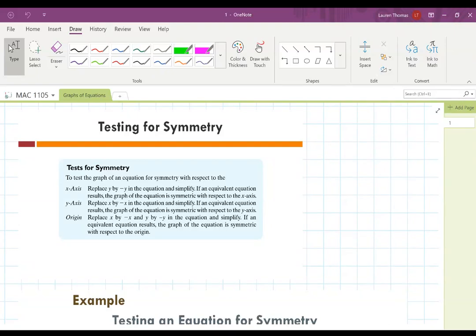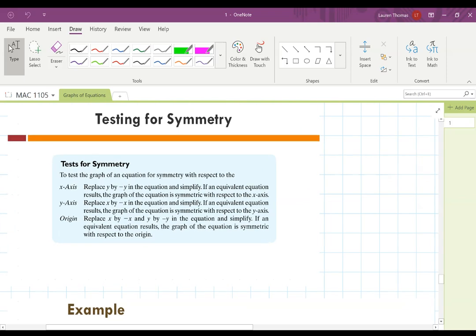Okay, now that we've discussed the definitions for symmetry, let's talk about how we can test for symmetry. If you've been given a graph and you think about it like the folds of paper, it's easy to see where your symmetry will occur if you've already been given the picture. But if you haven't and you need to find your symmetry algebraically, you're going to need to follow these steps.